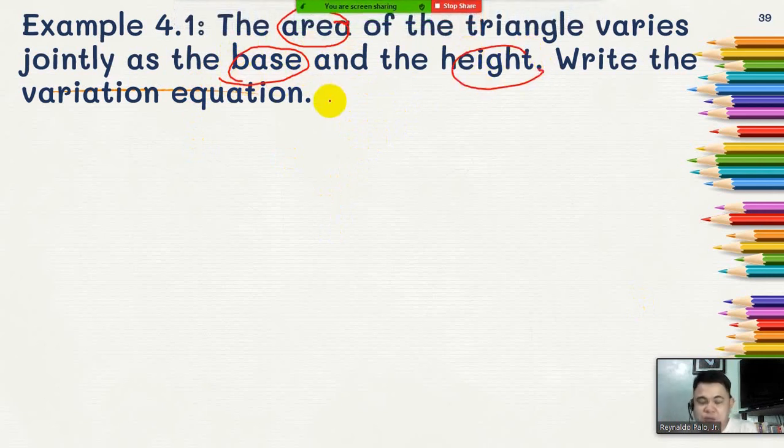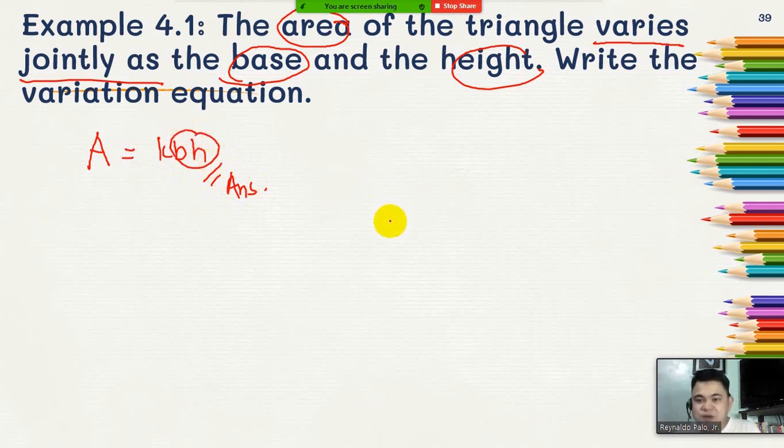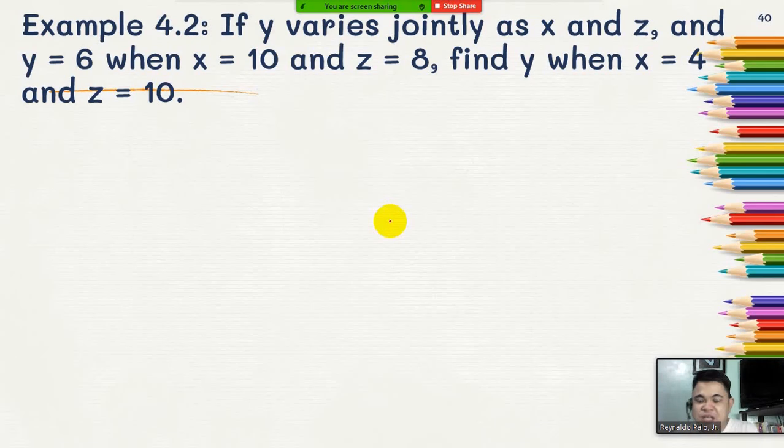How did we know that this is an example of joint variation? It's because of the statement varies jointly as. In symbol, we can now write it as the area varies jointly as the base and the height. So in equation, it is A is equal to KBH. This will be now your answer. We can say that this is an example of joint variation because we have two independent variables. Let's proceed. As simple as that.